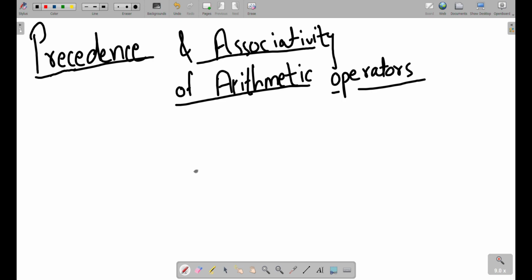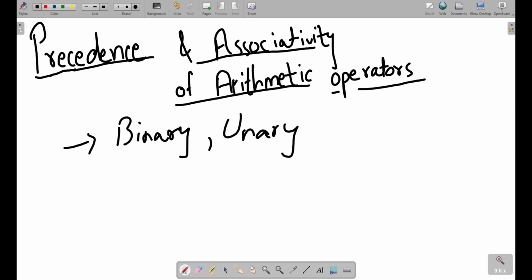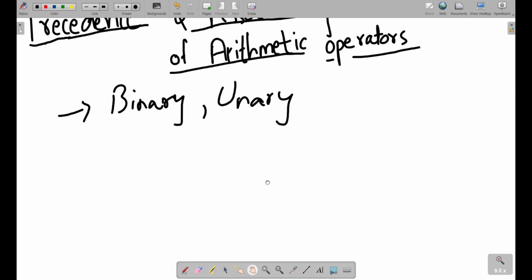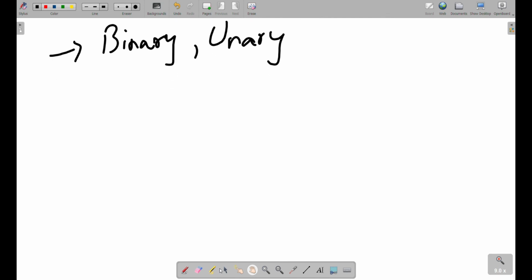Now let's understand how exactly precedence and associativity works. As we know, in arithmetic operators there are two types. One is binary and another one is unary operators. The associativity and precedence is highly used for binary operators and not for unary, and I'll explain the reasons as we go along. First, let's understand the precedence for the binary operators.